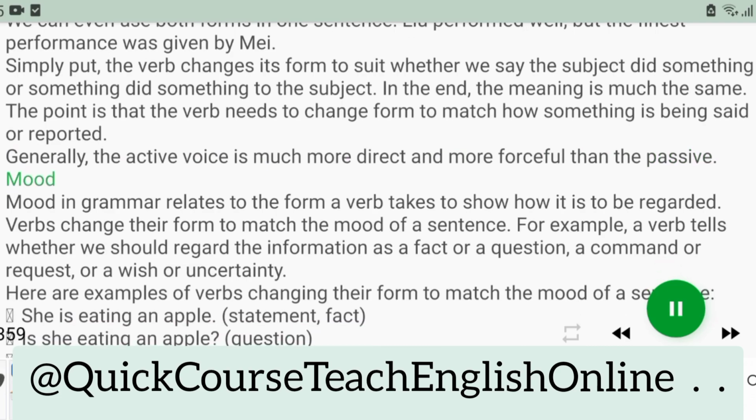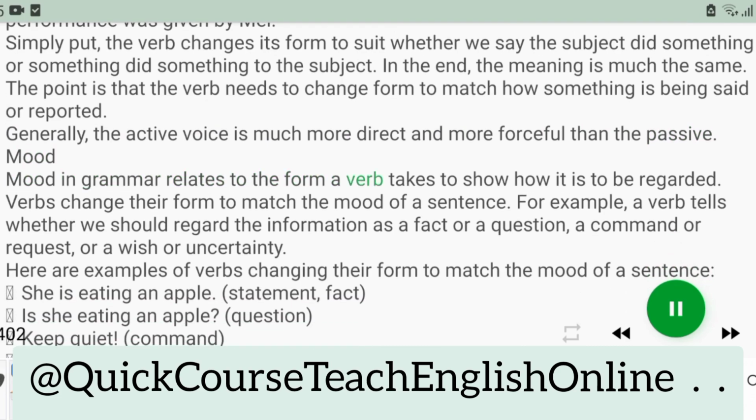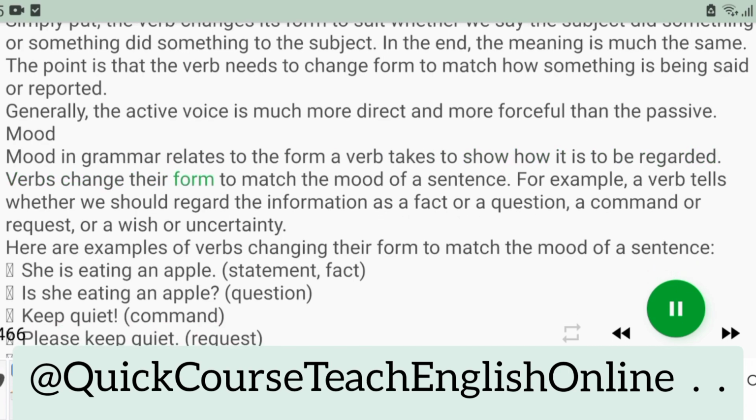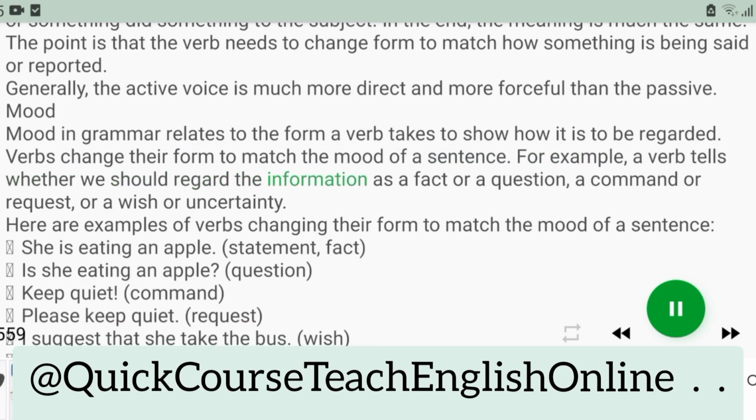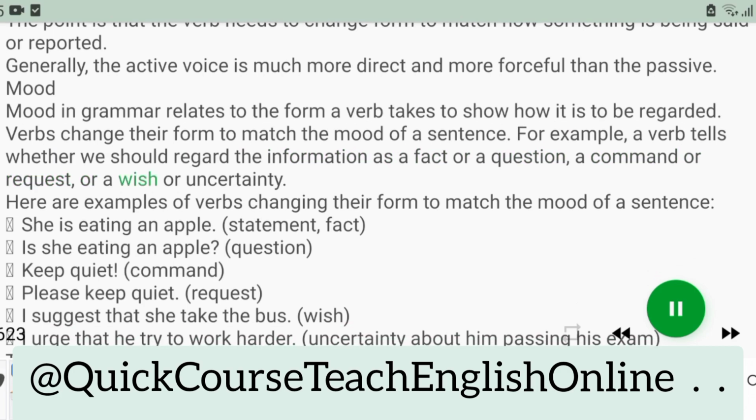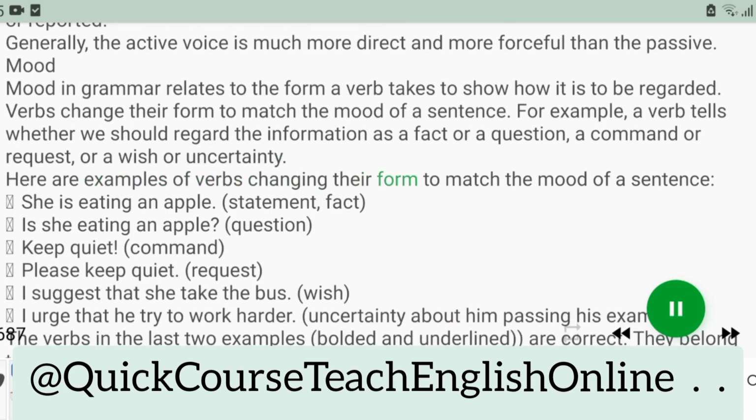Mood. Mood in grammar relates to the form a verb takes to show how it is to be regarded. Verbs change their form to match the mood of a sentence. For example, a verb tells whether we should regard the information as a fact or a question, a command or request, or a wish or uncertainty. Here are examples of verbs changing their form to match the mood of a sentence.